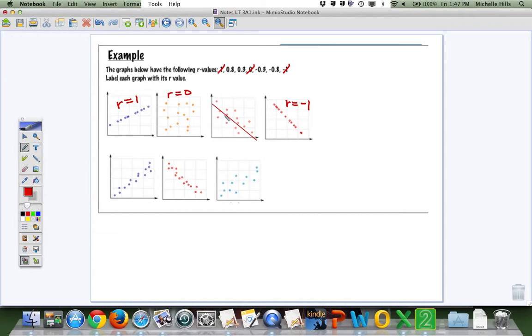Then I notice what's left. I have these two that are negative, but this is much more scattered than this. So this is weaker than this one. Well, weaker means it's closer to 0. They're both negative, but the one that is closer to 0 is the weaker one. So this one's negative 0.3, and this one is negative 0.8. Same thing with the other two. Positive, but much closer to linear. Positive certainly, but more scattered. And since weaker is closer to 0, this is R equals 0.3, and this one is R equals 0.8.